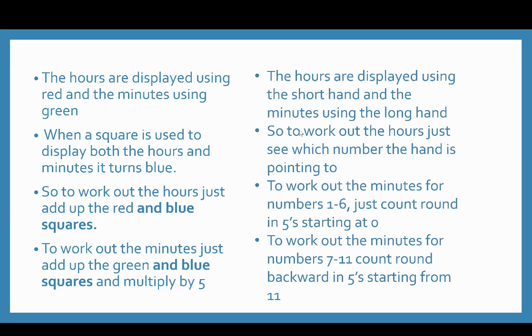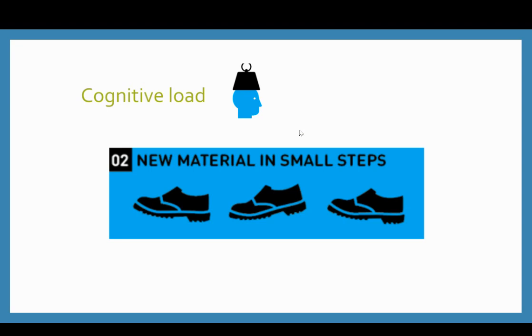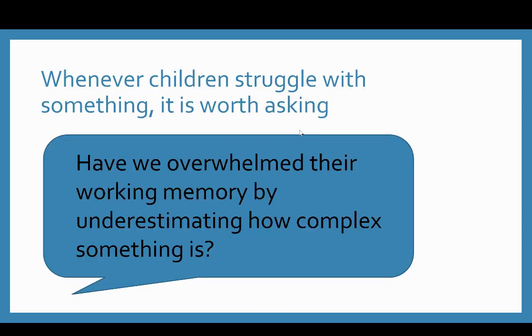It's really complicated. Lots of moving parts. It's too tricky. It's too much. They're cognitively overwhelmed. So to get round that, we need to break the material into small steps, a little bit at a time. Because whenever a child is struggling with something, it's always worth considering, is it because we've overwhelmed their working memory, because we've underestimated how complex something is?